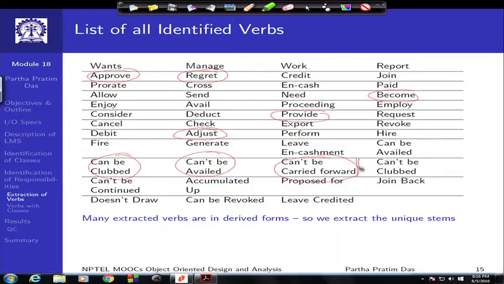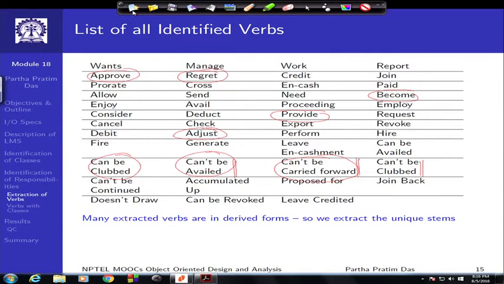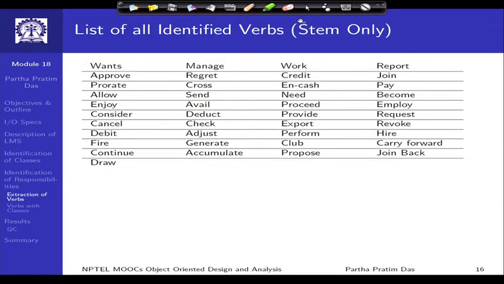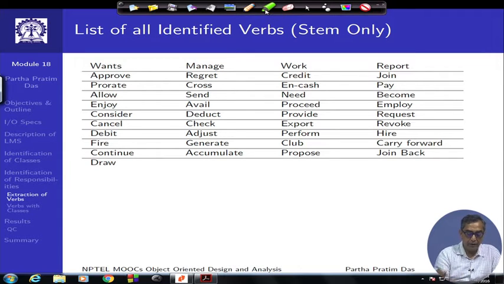You will also find that there are certain verb forms which are not in the pure form like these ones. So, the pure original verb is club, and then it is coming with an auxiliary extension. So, just to clean up the system and reduce the number of verbs that we have to deal with, we will take the pure form and take the list of verbs which are unique in terms of their stem. If we do that cleanup, then we are left with these kinds of verbs.